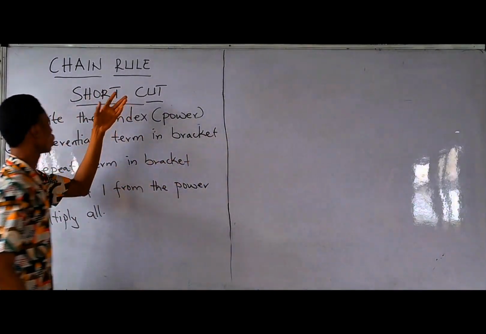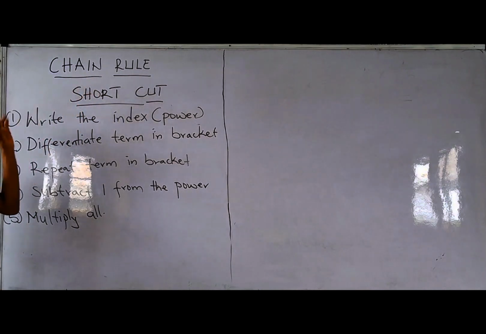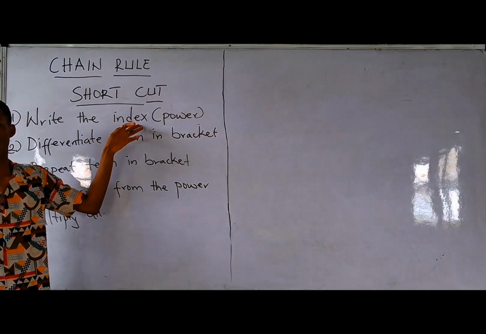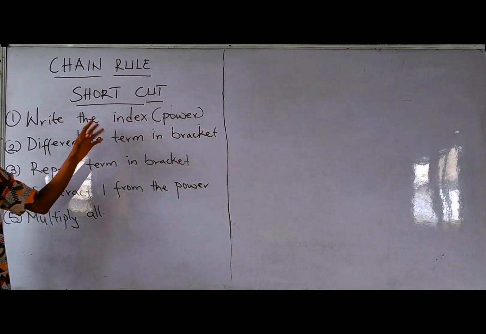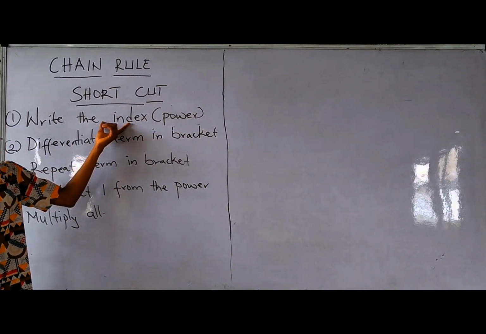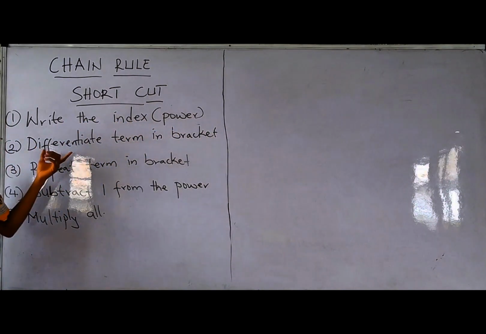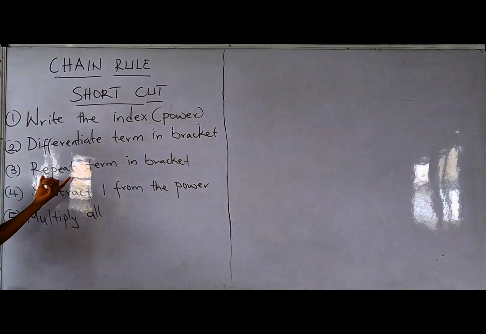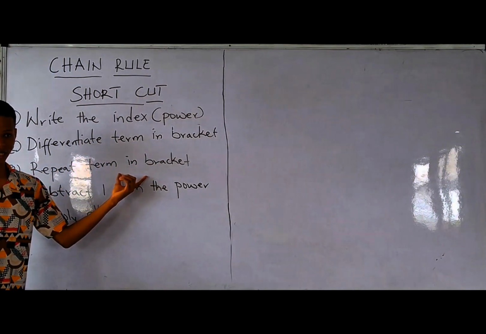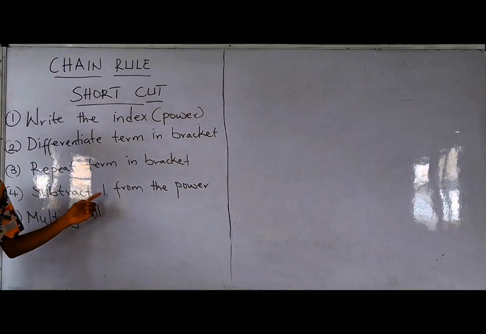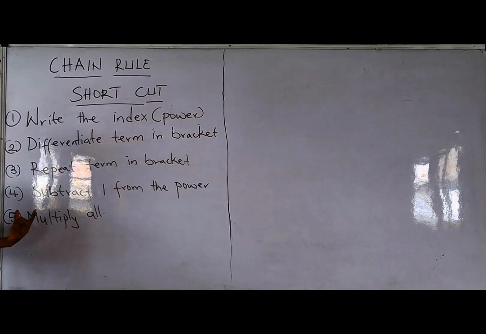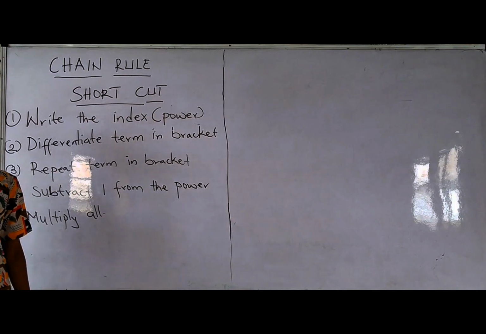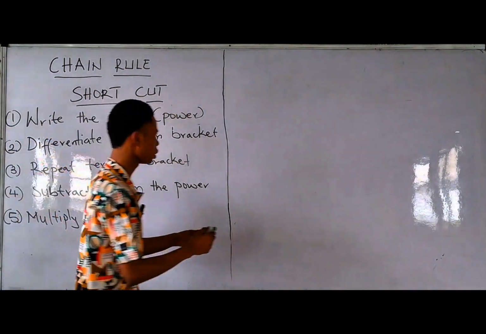Now the shortcut in solving chain rule: first you write the index, and you know another word for index is the power, right? First you write down the index. After that you differentiate the term in brackets. Next you repeat the term in brackets. Next subtract 1 from the power, and the last step, multiply all. What does that mean? Let's start with one of the examples we've done already.